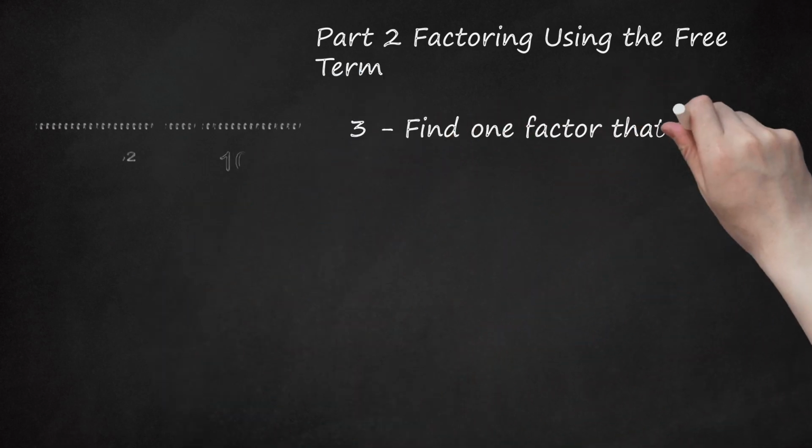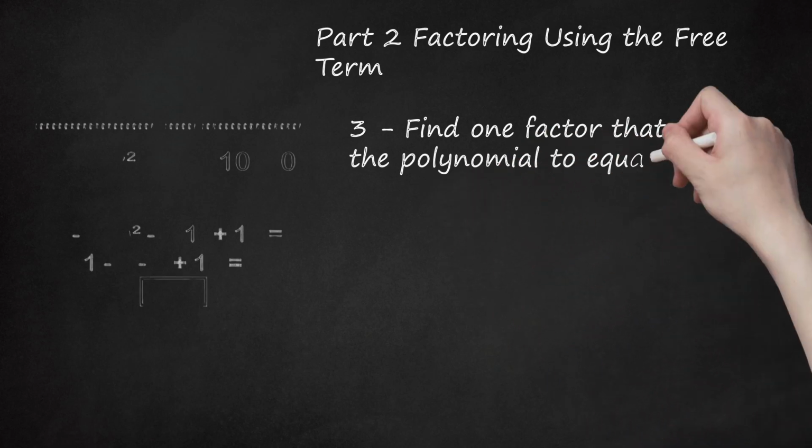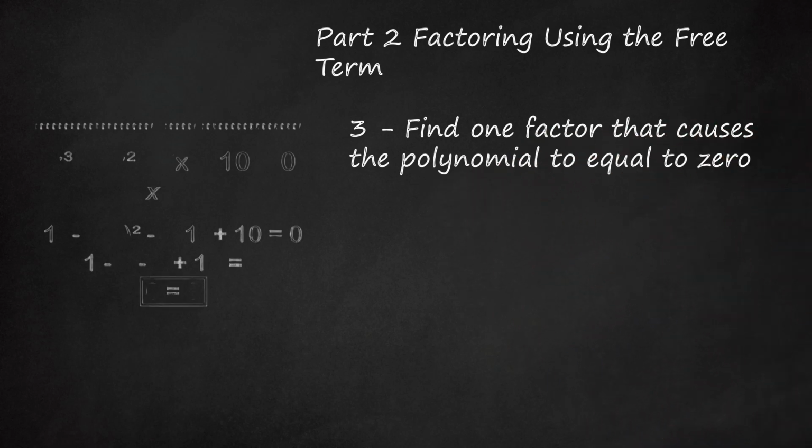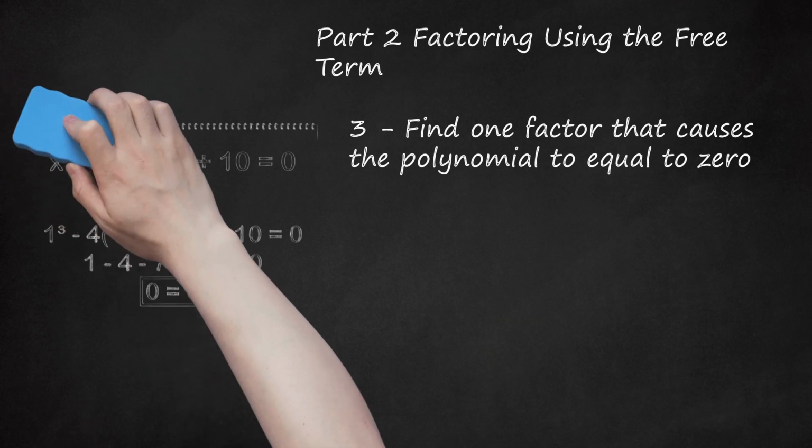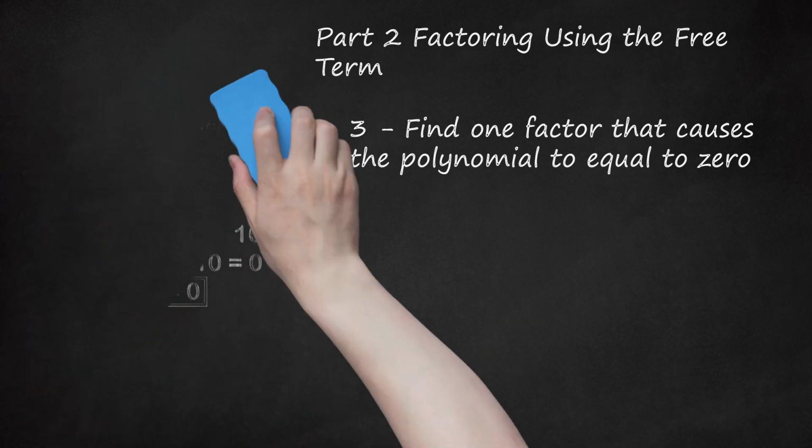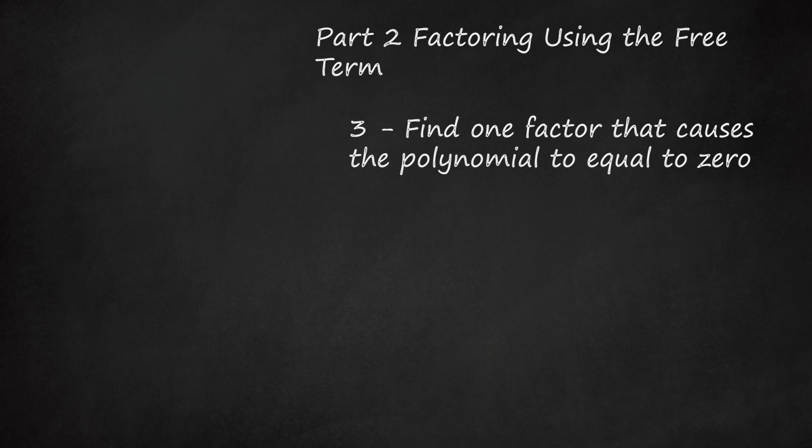3. Find one factor that causes the polynomial to equal 0. We want to determine which factor makes the polynomial equal 0 when we substitute the factor for each x in the equation. Start by using your first factor, 1. Substitute 1 for each x in the equation: 1³ + 4(1)² + 7(1) + 10 = 0. This gives you 1 + 4 + 7 + 10 = 0. Because 0 = 0 is a true statement, you know that x = 1 is a solution.